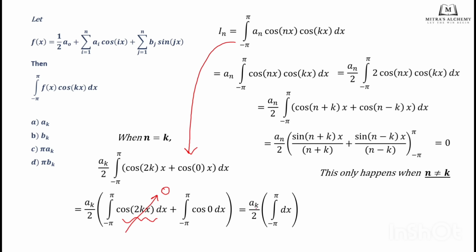So I have a_k by 2 times the integration from minus pi to pi of dx, which finally gives me 2 pi. And finally I multiply the terms and I get pi a_k, which is my option C. And thus we conclude our video with the answer being option C.